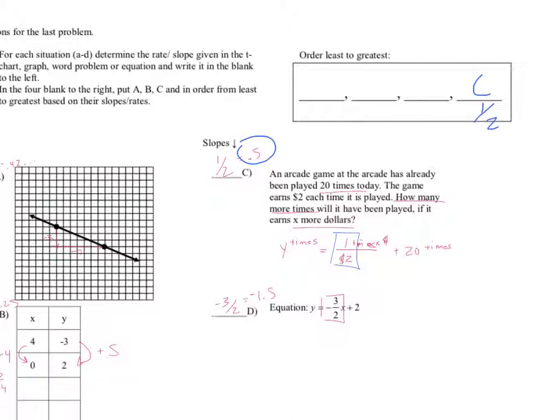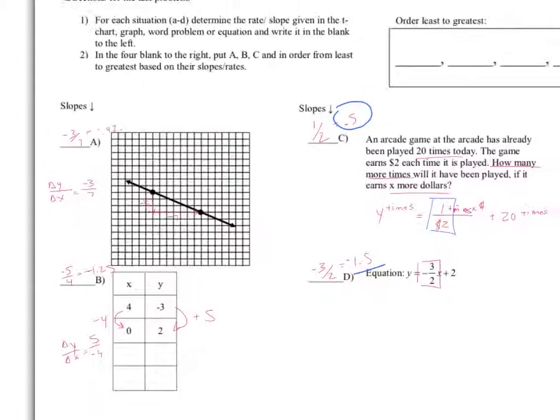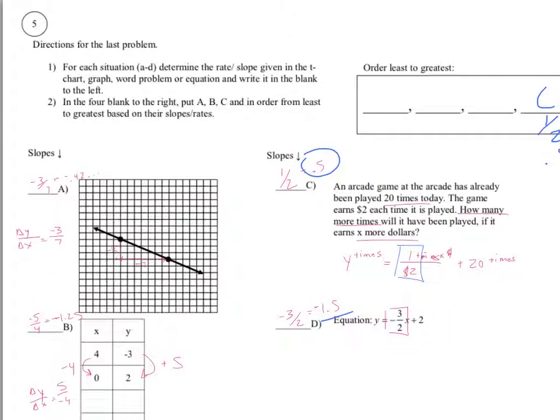And just so I can compare them again, I'm going to put their values underneath it. Now the rest of them are negative. The one that seems to be the most negative is the negative 1.5. So that means that's the least value. That's D. Negative 3 over 2, which is negative 1.5. Then the negative 1.25, which was B, negative 5/4. And A, which was the negative 3/7, which was negative 0.42.